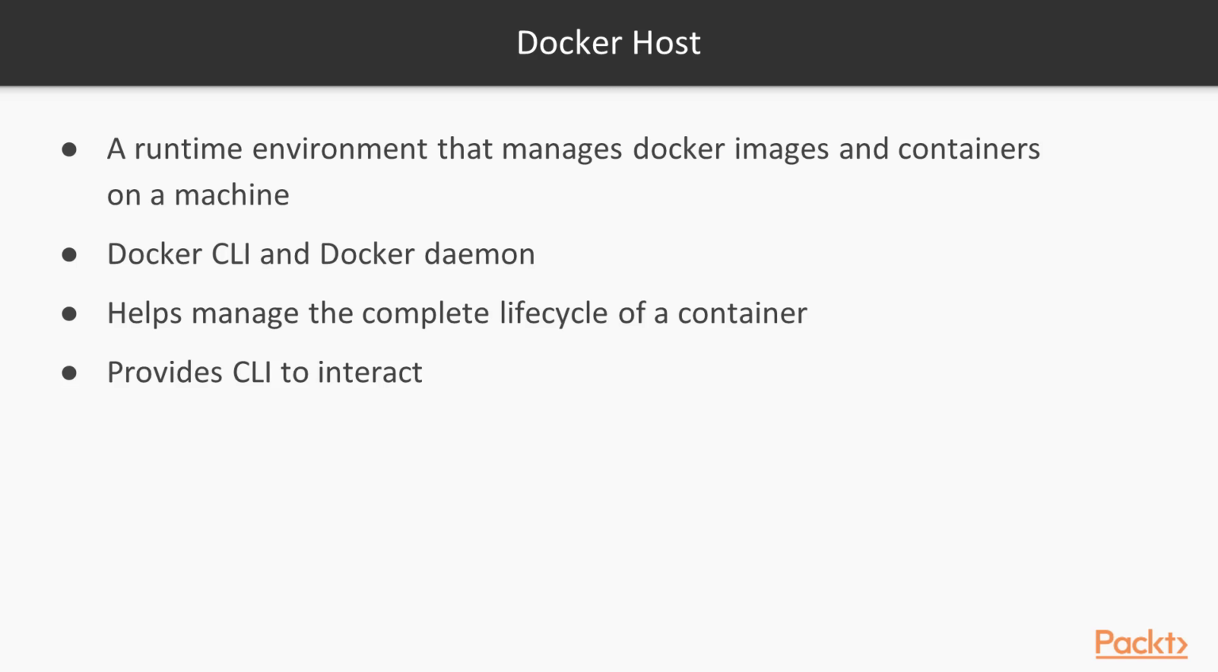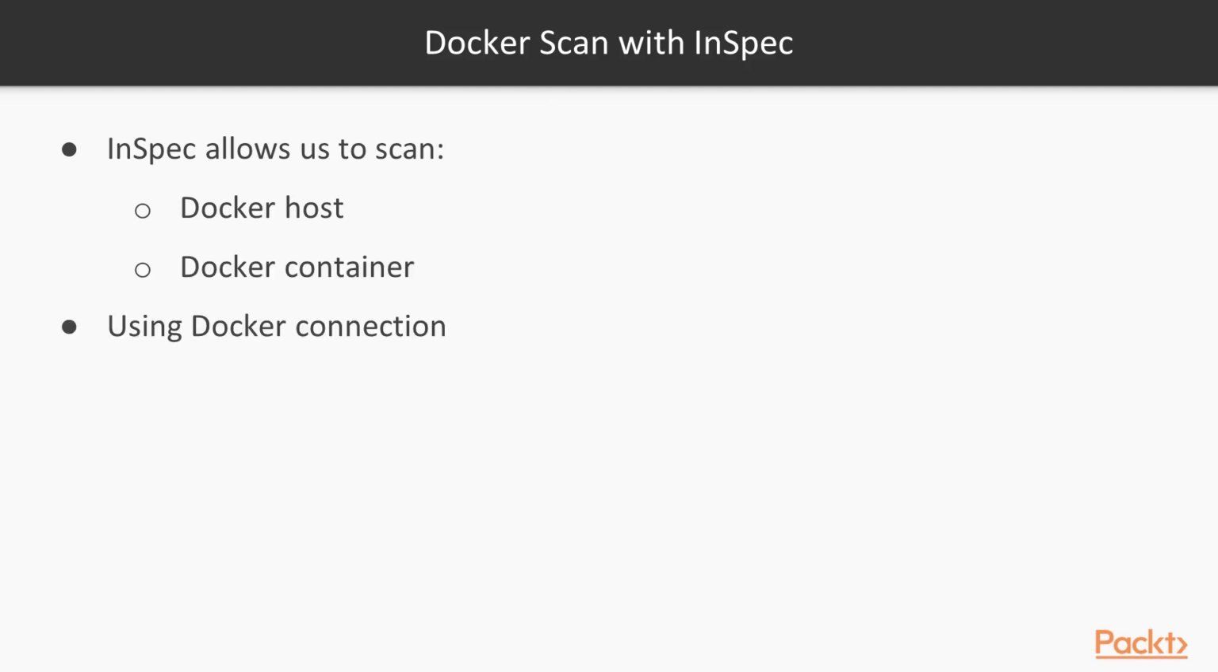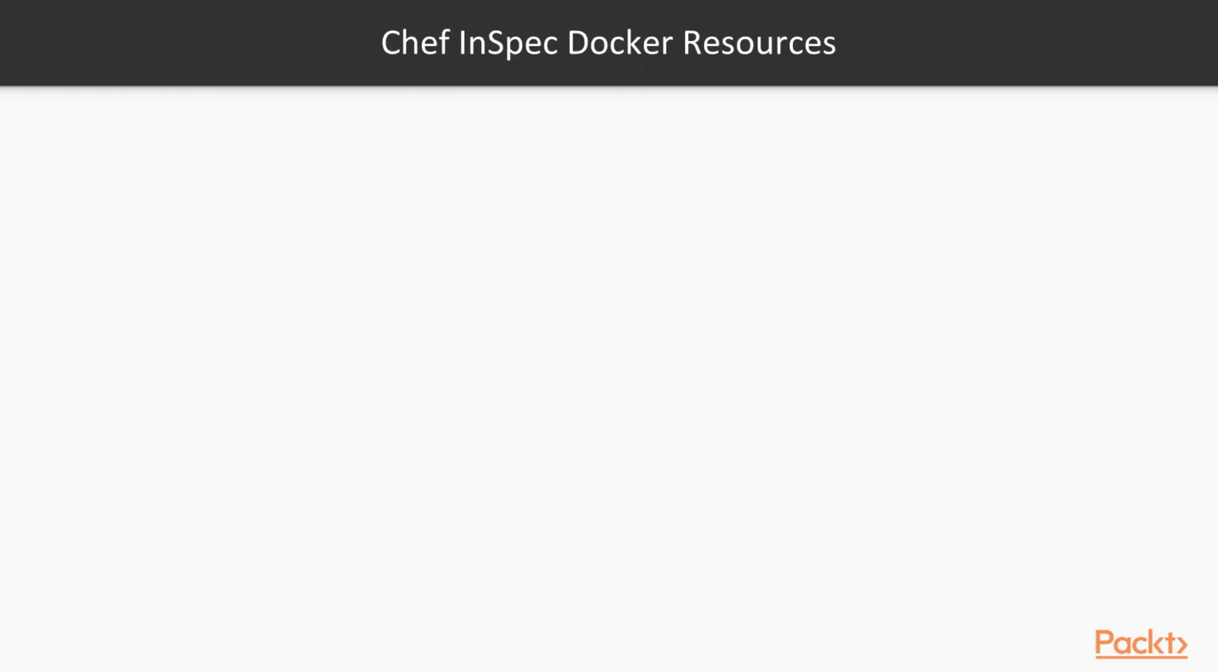Docker daemon can start multiple containers in parallel, and with the help of InSpec, we can scan both Docker host and a running container. We would use Docker connection to connect to the container in case we scan the container. So let's first start with understanding how to scan the Docker host.